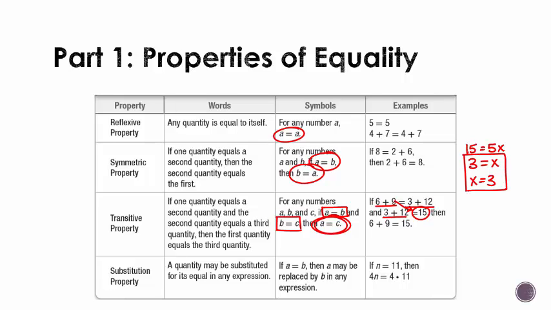We use the substitution property a lot, and it says a quantity may be substituted for its equal in any expression. So if I tell you that n equals 11, and I give you 4n, you can plug that 11 in, and it's the same exact thing as 4 times 11.